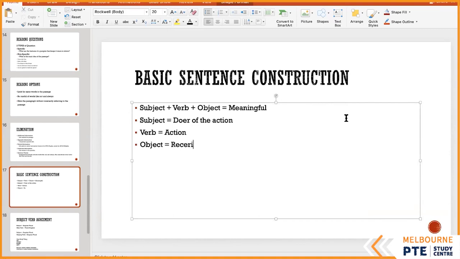Check this. What's the subject? John. What is the action? Plays. What's the object? Footy. Got it? Subject, verb, and object. Okay. So in order for a sentence to be meaningful, I need a subject, I need an object, and I need a verb. Now, whenever we are looking at subject, verb, object, it's important to understand one thing.